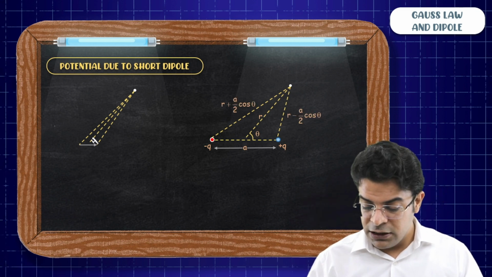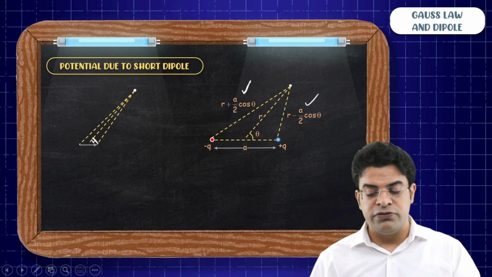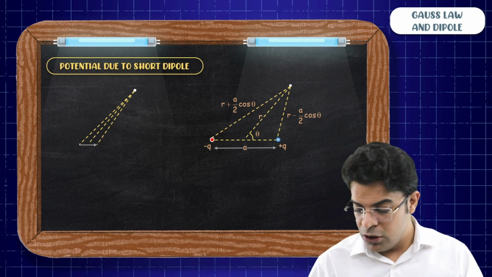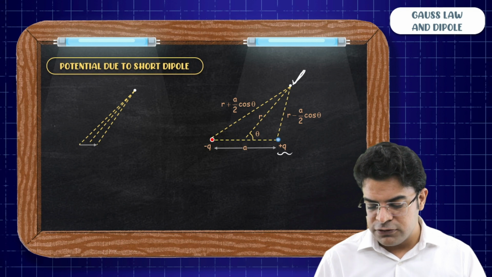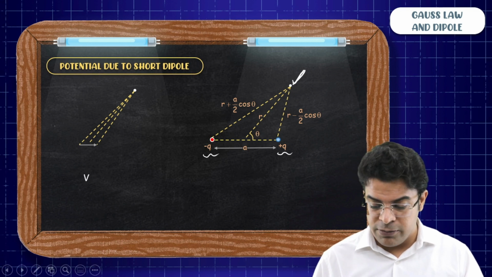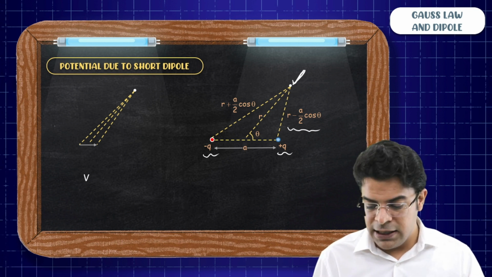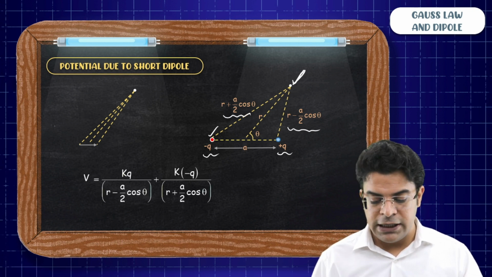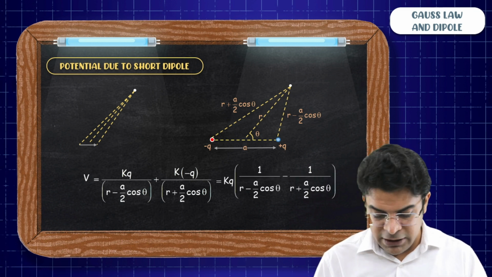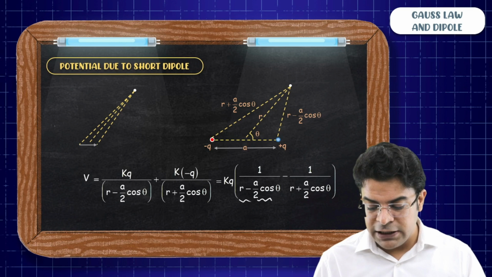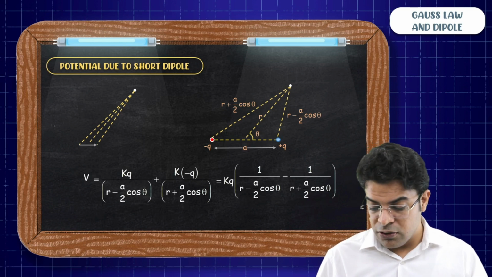So the distance from the negative charge is r plus a by 2 cos theta, while the distance from the positive charge is r minus a by 2 cos theta. The net potential at this point is the potential due to the positive charge plus the potential due to the negative charge. That equals kq upon r minus a by 2 cos theta, plus k into minus q upon r plus a by 2 cos theta. Now you can take kq common. You will be left with 1 upon r minus a by 2 cos theta minus 1 upon r plus a by 2 cos theta. You can cross multiply it.